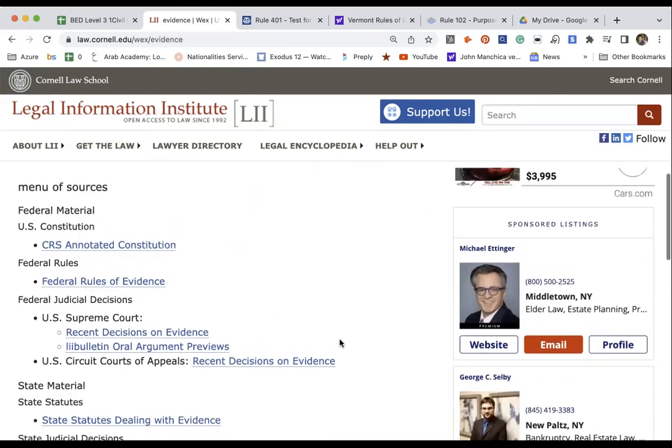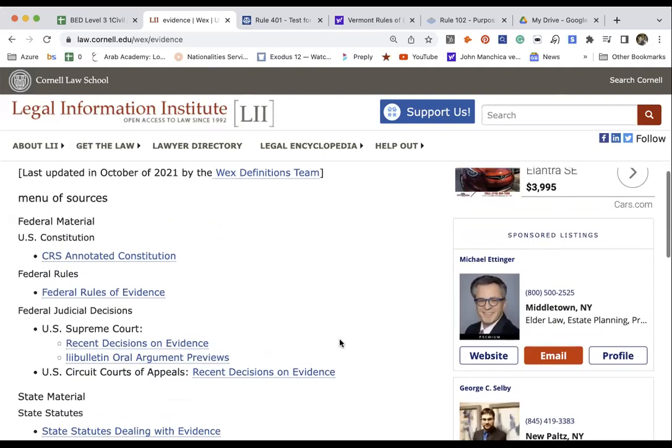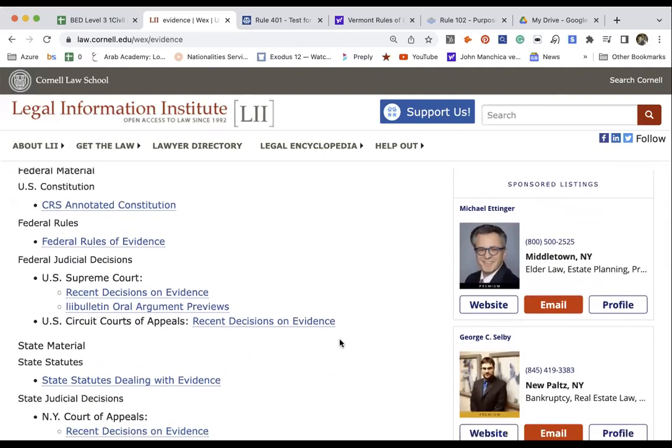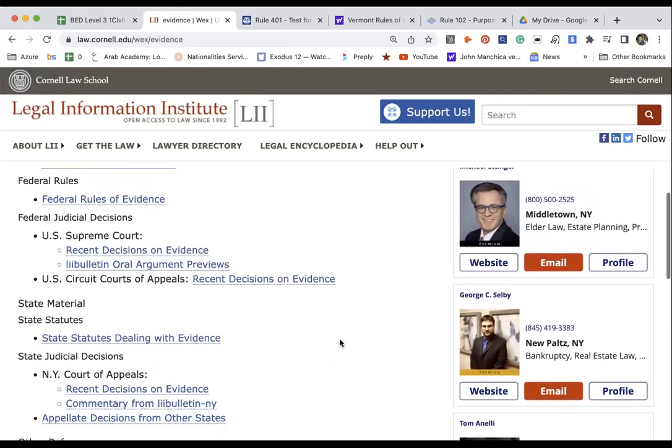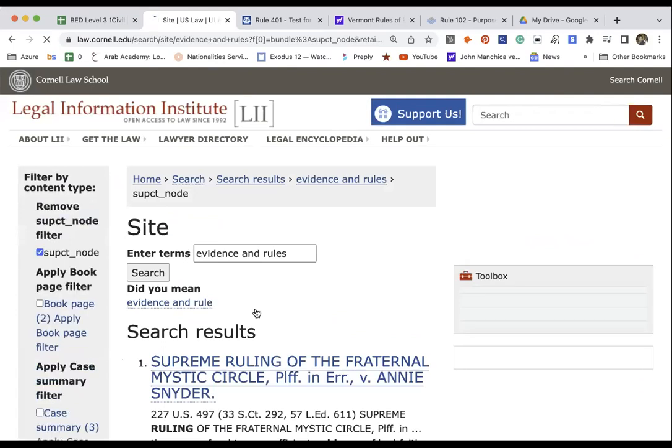So here are the sources from which they got the information: the U.S. Constitution, Federal Rules of Evidence. Here are some federal judicial decisions from the Supreme Court. We even have some recent decisions on evidence. Let's just look at this really quickly. Take a small segue. Just curious about this.